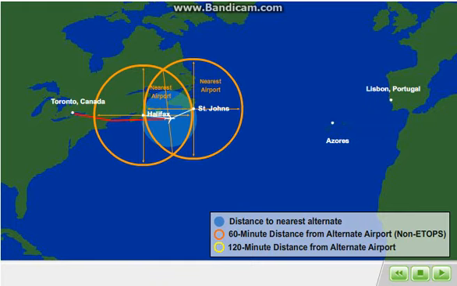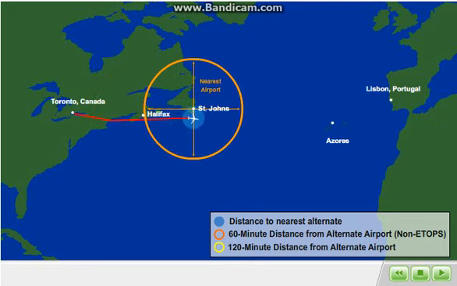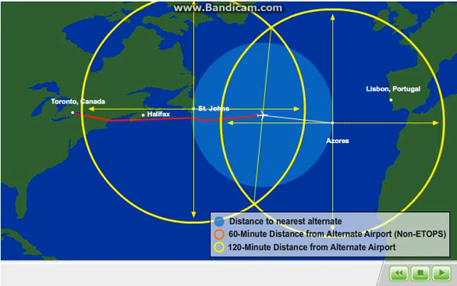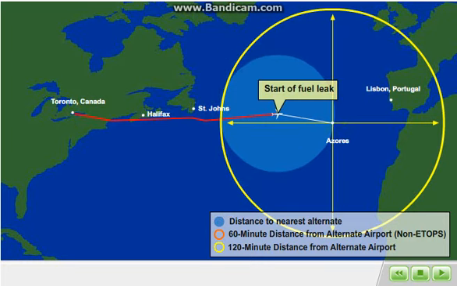The first part of the Toronto to Lisbon route is within 60 minutes of the nearest diversion airport. This non-ETOPS portion is shown by orange circles. The first point in the flight that is more than 60 minutes from the nearest diversion airport, shown as the airplane crosses the furthest extent of the orange circle from St. John's, is called the ETOPS entry point. During the ETOPS portion of the flight, the airplane stayed with the 120-minute diversion distance shown as yellow circles. After passing another equal time point between St. John's, Newfoundland and Lajes Airport in the Azores, Lajes became the nearest alternate.